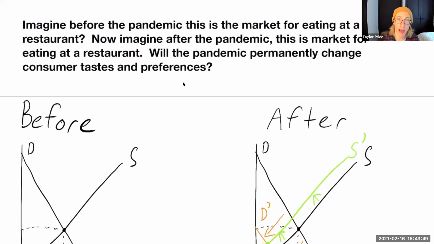Okay, so this last question is specifically about the pandemic. Imagine that before the pandemic there is a market for eating at a restaurant. So this is the before market. Now after the pandemic, obviously eating in a restaurant is less desirable because that is a way you can catch COVID. So the question is, will the pandemic permanently change consumer tastes and preferences?